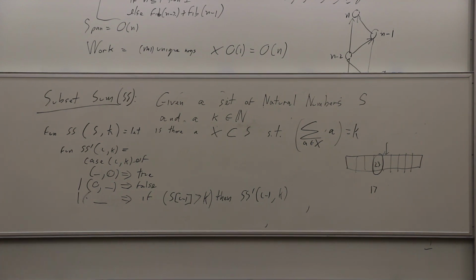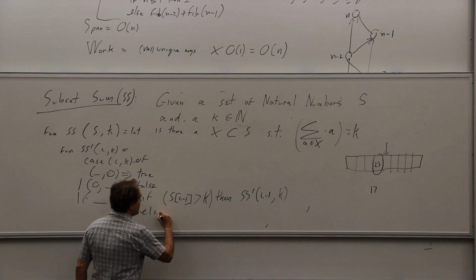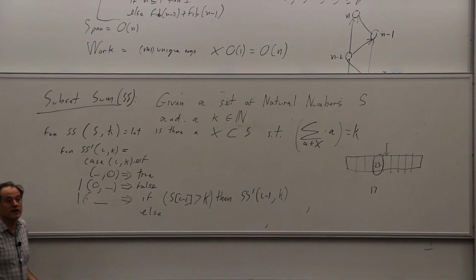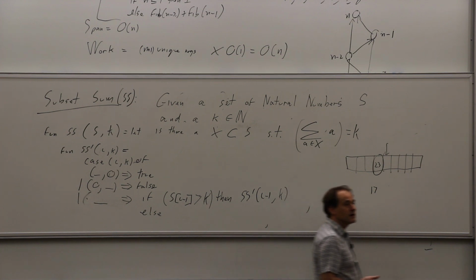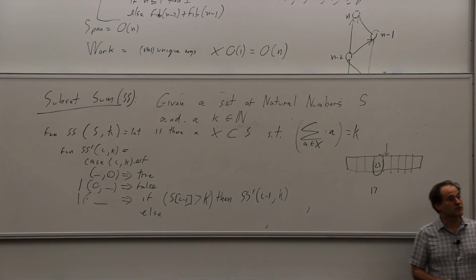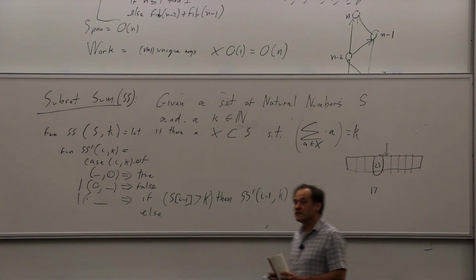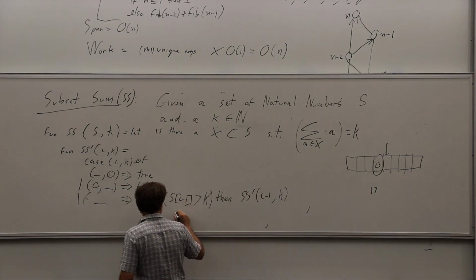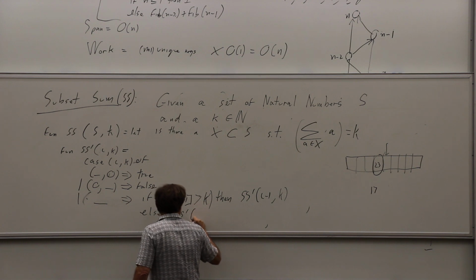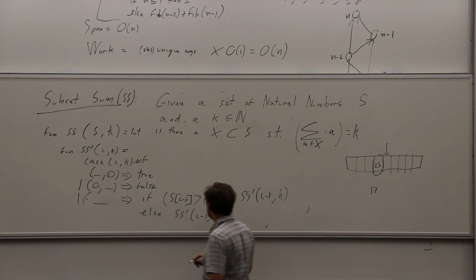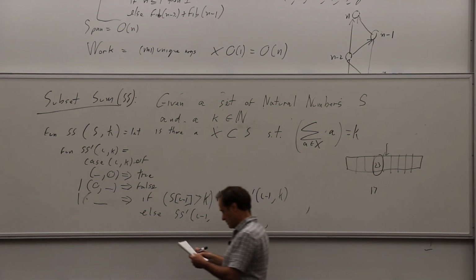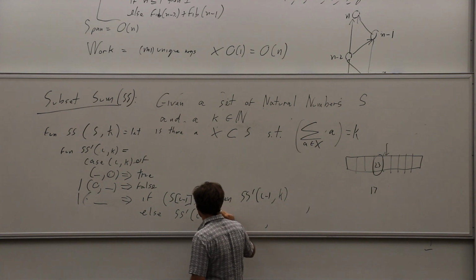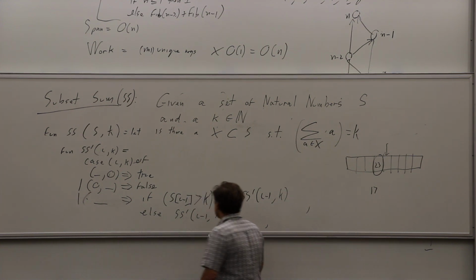So else, well now I could include it, and now it's the two cases, right? So I'm basically going to say I'm either going to include it, or I'm not, and if I include it, I'm going to have to subtract something from the weight, from the k, and if I don't, I don't. So I'm basically going to say either or. So make two calls, SS prime, and in both cases, it's I minus 1. Right? And in one case, it's going to be k minus a. So this is where I include it.